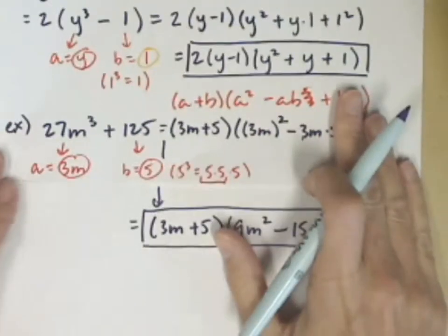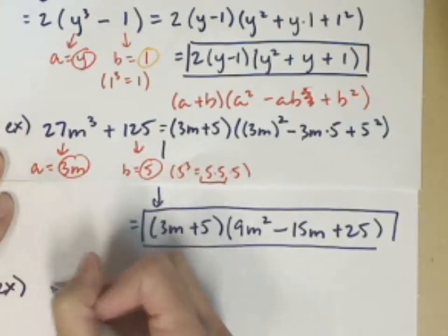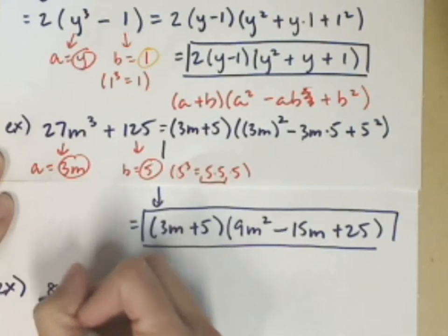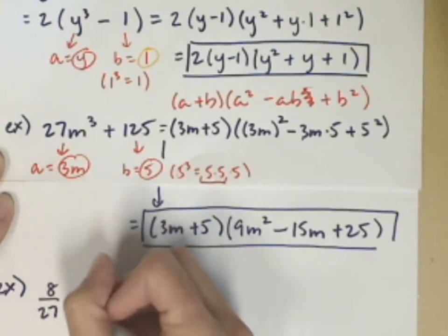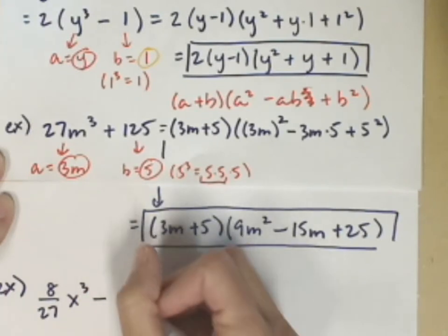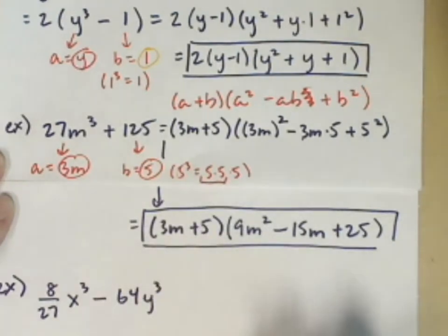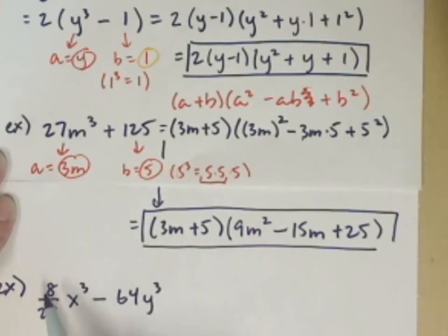Let's do one final example. For the last one, let's do 8/27 x cubed minus 64y cubed. This one is a difference of cubes, and I look for something in common between everything. I do notice this 8, but I want to hang on to it because I really want to think of 8 and the 27 as something cubed, and the 64 also as something cubed.